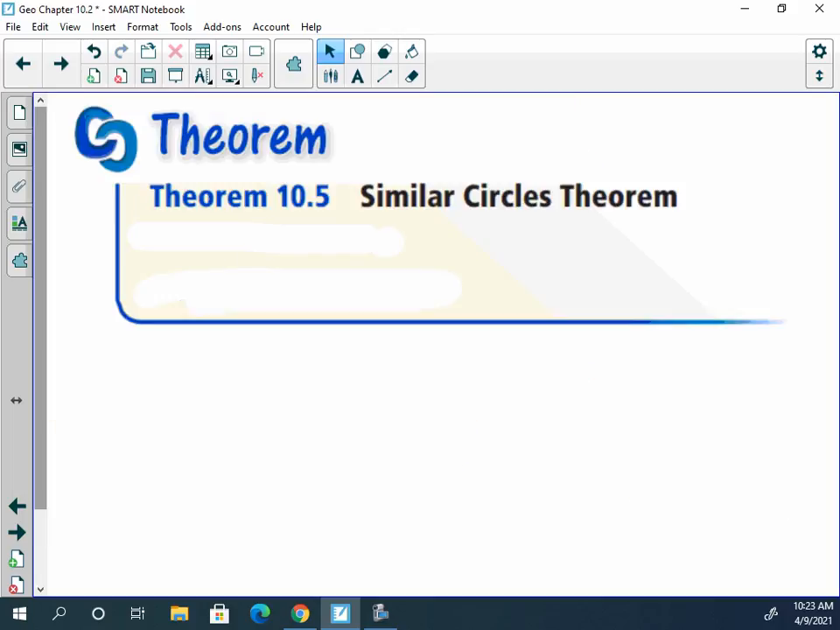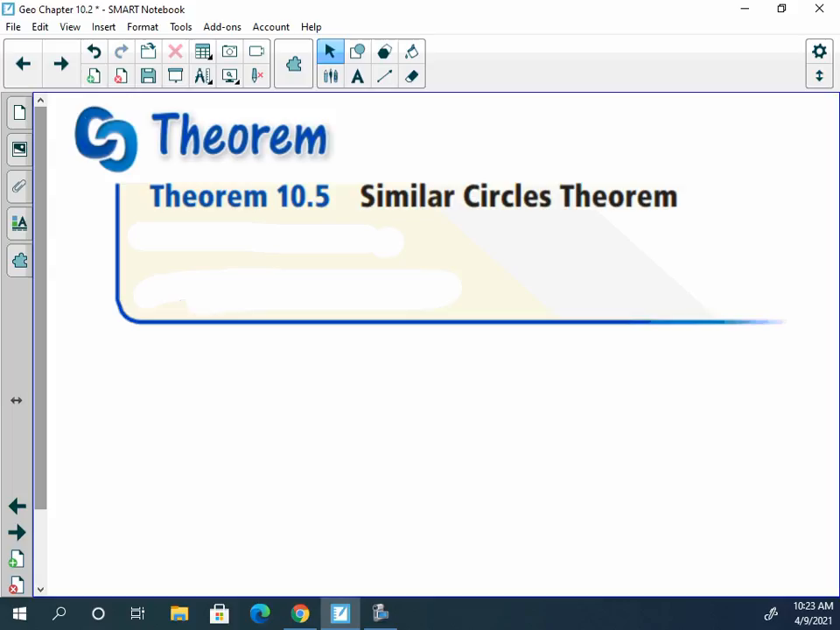All right. Similar circles theorem. This is the last thing we're going to cover. So are there any questions on this here before we cover similar circles? Does anybody have a guess at what similar circles theorem is going to be?